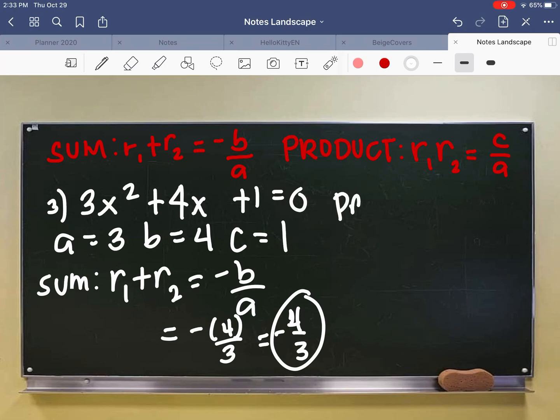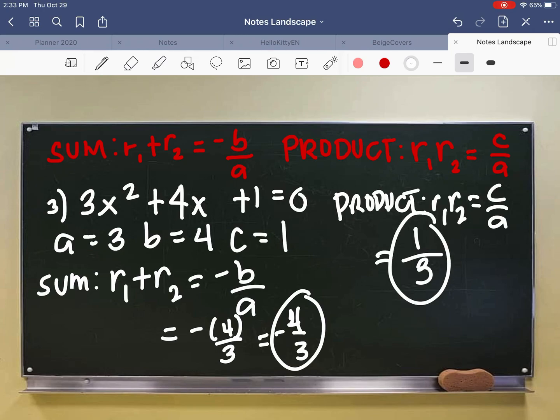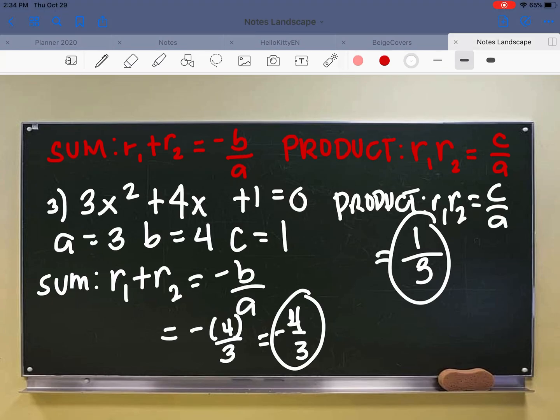And then product is r sub 1, r sub 2 equals c over a. So, that would be what? Equal to c is 1, okay? And then over a, which is 3, so that is just 1/3. So, that is the sum and product of the roots of 3x squared plus 4x plus 1 equals 0.